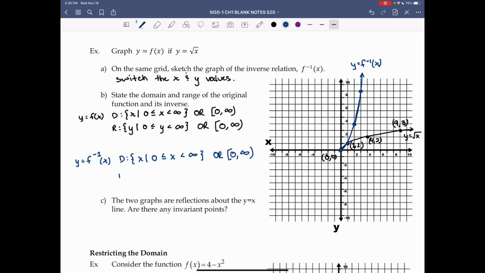And then for the range, again, the y value would have a minimum of 0, is less than or equal to y, and then it is continuing up forever, so y is less than infinity. Or in interval notation, 0, infinity again, square bracket on the 0, round bracket on the infinity. So in this case, domain and range were the same in the original function. Then when they switch in the inverse function, they're still the same because they were the same to begin with.